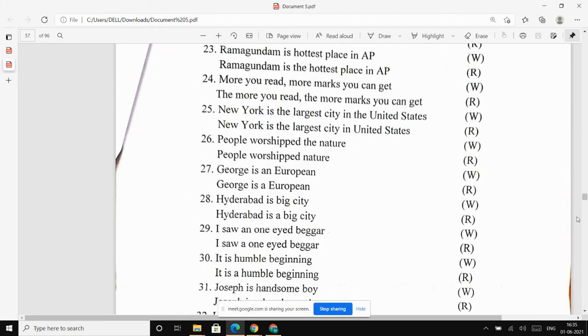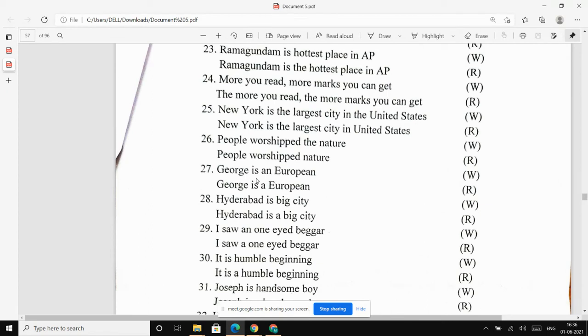Good. Now if you observe these sentences, from this 26th sentence, all these are related to articles. People worshipped the nature. People worship nature is the right sentence. While writing about nature, there is no need to add the definite article the.